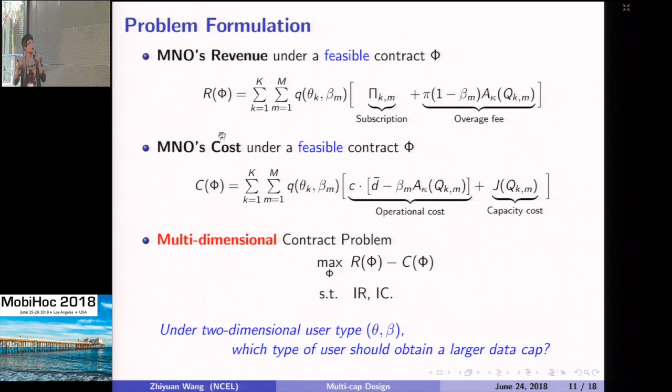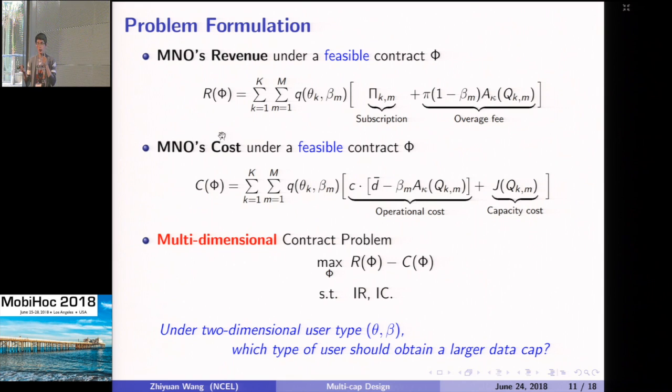So we need to answer the following key questions. Under the two-dimensional user type, theta and beta, which type of user should be allocated a larger data cap? To answer this question, let me first introduce the indifference curve. In economics, the indifference curve connects those goods bundles that can achieve the same user payoff. As shown in this figure, the horizontal and the vertical axis correspond to the monthly data cap and the monthly subscription fee.